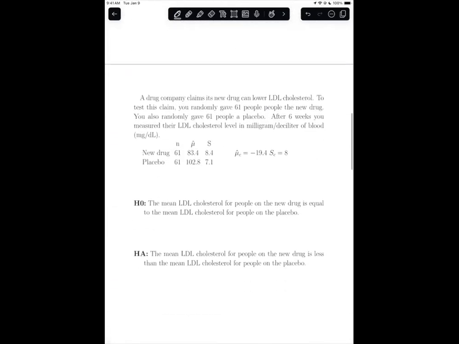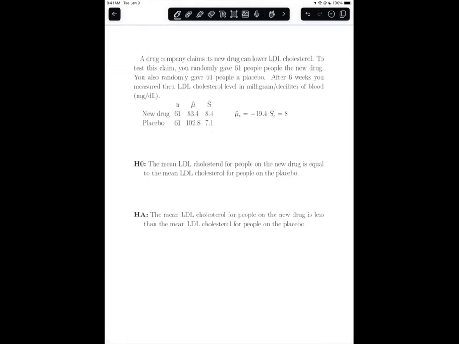Then we can just do a nice direct translation and get the hypotheses in English. The mean LDL cholesterol for people on the new drug, so all of this is the same thing as mu N, and we have equal to the mean LDL cholesterol for people on the placebo, that's the mu P. Then we're saying we're equal to each other. And then the alternative, we have the less than right there. So as long as you can understand and interpret what mu is in the particular context with the subscript, you can write the hypotheses in English.